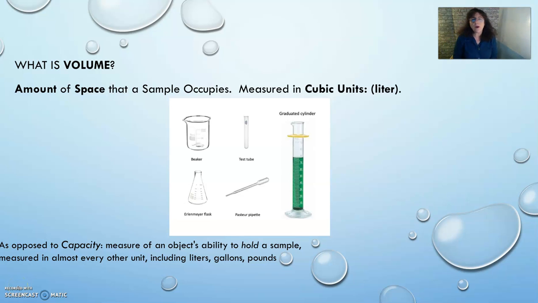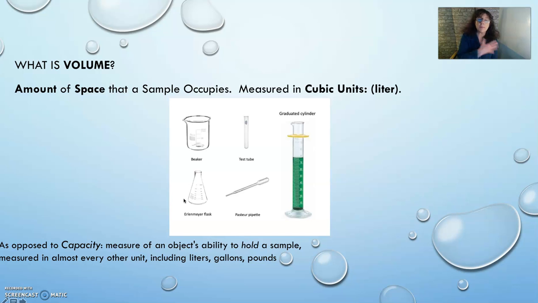Let's discuss what is volume and how does it differ from capacity. Volume is the amount of space that a sample occupies. It's measured in cubic units. In metric, we measure it in liters. We measure it with these measuring devices or pieces of equipment.